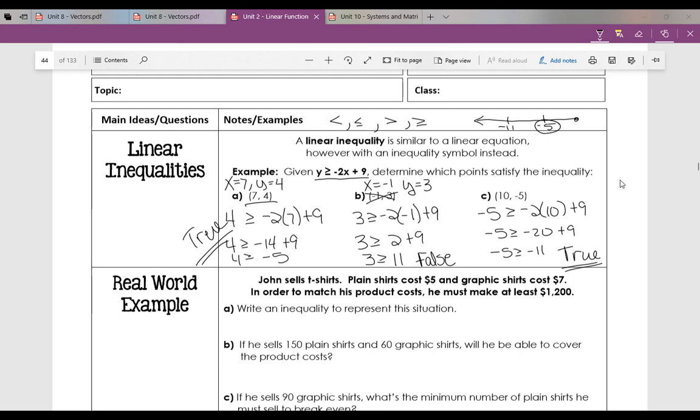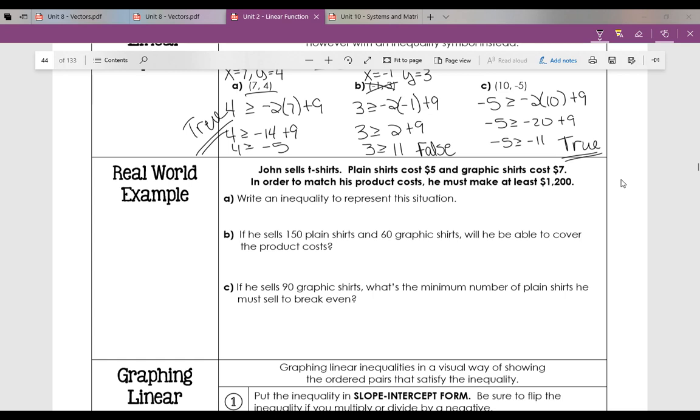All right. So just a basic real world example of where you could set up an inequality to solve a scenario. That doesn't mean that you could not figure this out without a formal inequality, but we're just going to set one up. So John sells t-shirts. Plain shirts cost $5. Graphic shirts cost $7. In order to match his production cost, he must make at least $1,200.